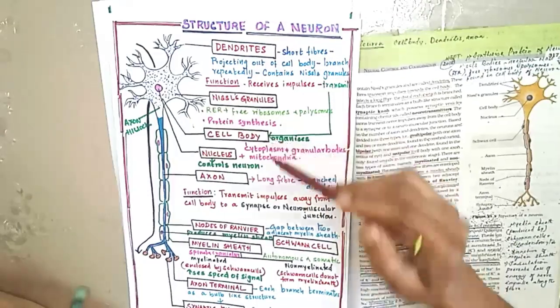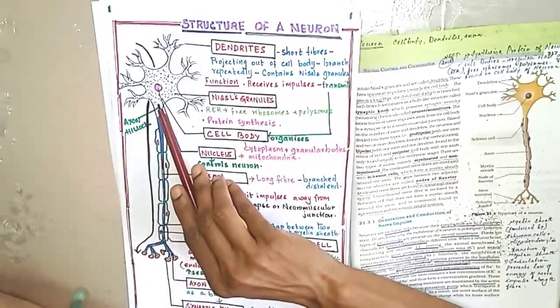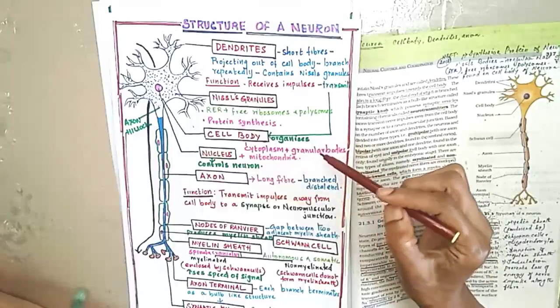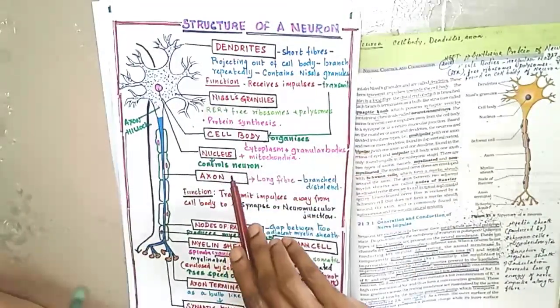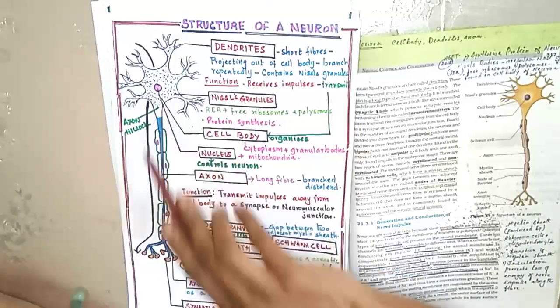Next you have the cell body. What are the structures present in the cell body? Cytoplasm, granular bodies, that is Nissl's granules, and mitochondria, then the nucleus. The function of the nucleus is to control the entire neuron.